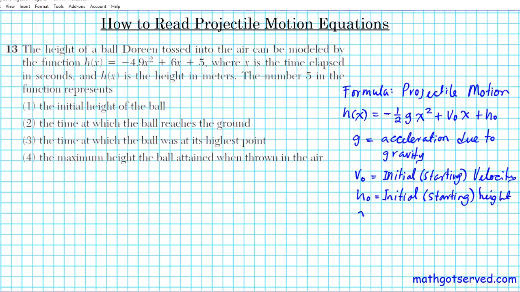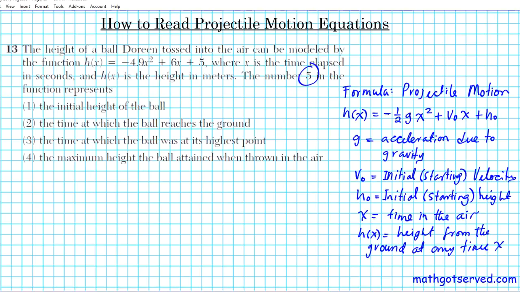And then x represents the time in the air. And then h of x represents the height from the ground at any time x. Okay? Alright. So just by setting these two equations, placing them next to each other, and mapping variables to constants, we can easily determine what the number 5 is.